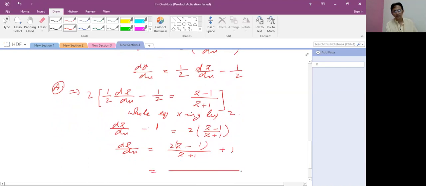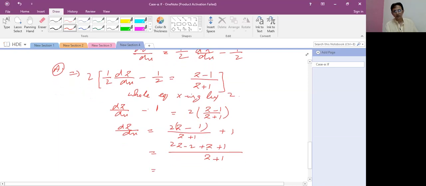And taking the LCM, 2 times of z minus 2 multiplying each other, then plus 1 multiplied by z plus 1, it means z plus 1. So the answer is 2 plus 1z, it is 3z, minus 2 plus 1, it means minus 1 upon z plus 1. So this is called dz over dx.